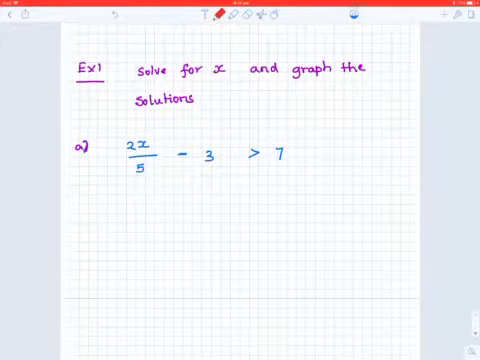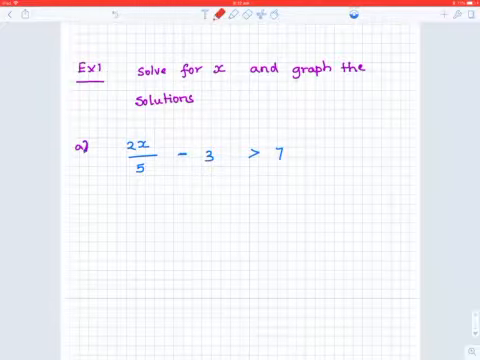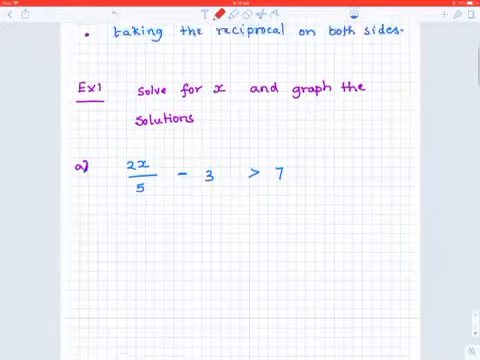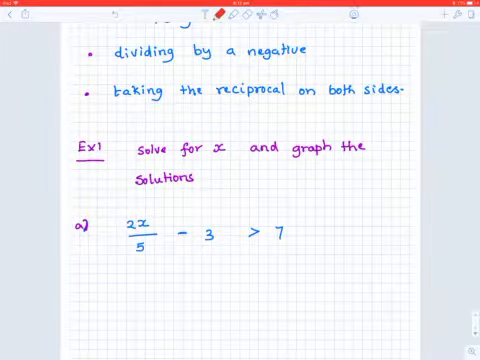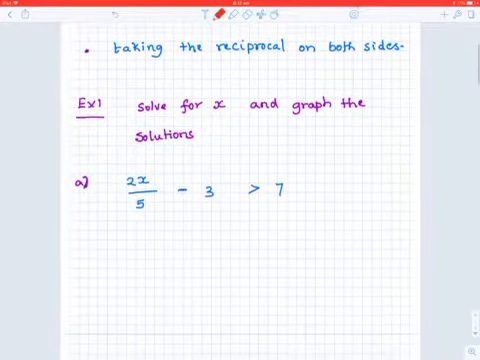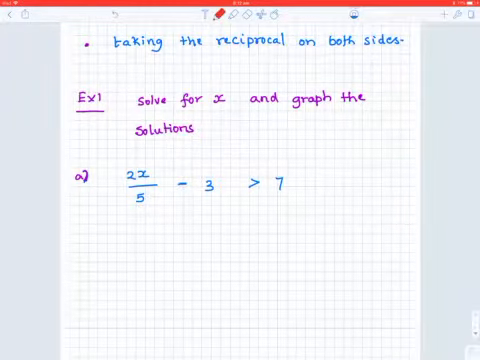The first question: solve for x and graph the solutions. Because there is more than one answer, we can graph the solutions. When you solve an inequality, the process is exactly the same. Even when it comes to division or multiplication or the reciprocal case, the procedure is exactly the same. Okay, so we start the question.